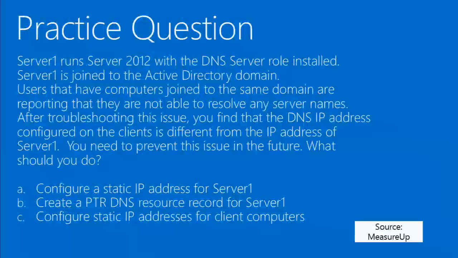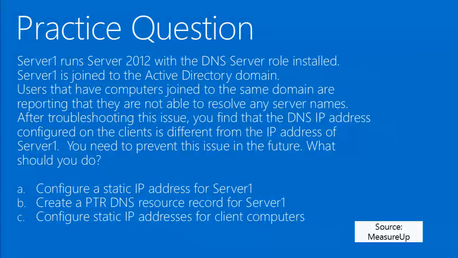Okay, so let's take a look at a practice question. Server 1 runs Windows Server 2012 with the DNS server role installed. Server 1 is joined to your Active Directory domain, and users that have computers that are also joined to the same domain are reporting that they're not able to resolve any server names. Okay? After troubleshooting this issue, you find that the DNS server IP address configured on the clients is different from the actual IP address of Server 1. You need to prevent this issue in the future.